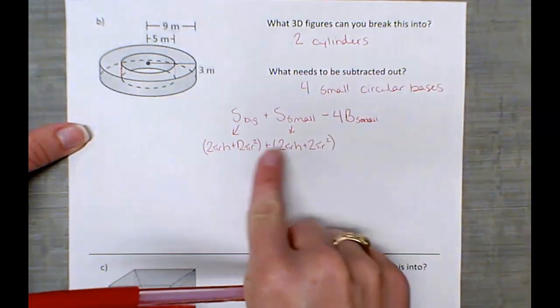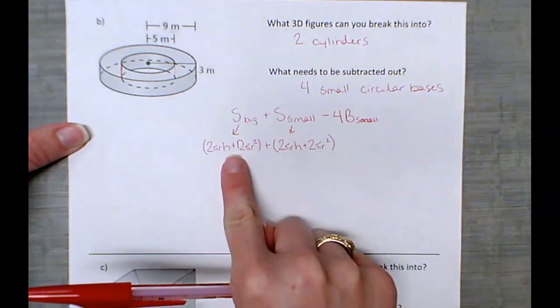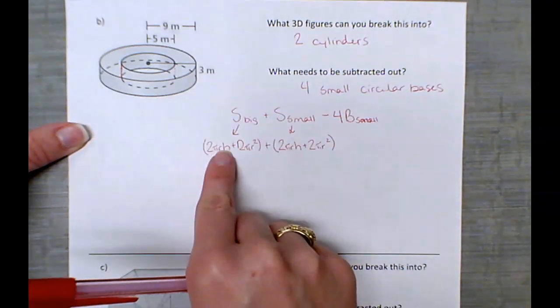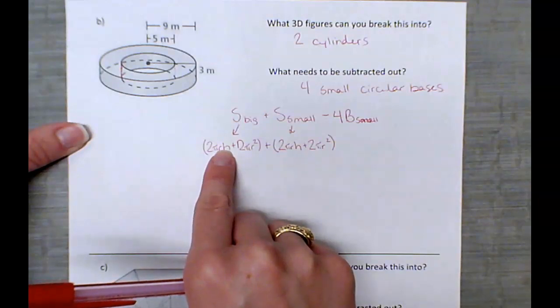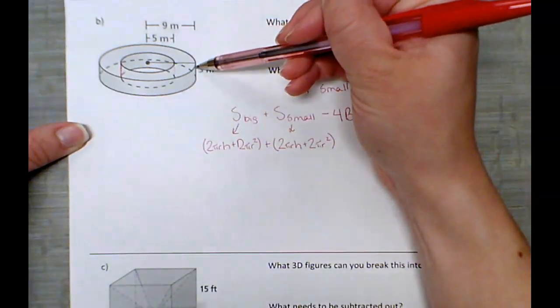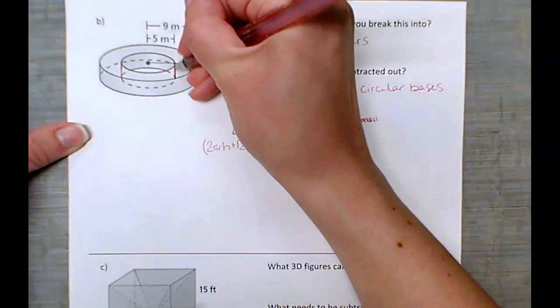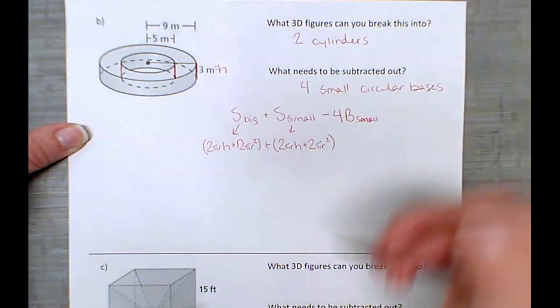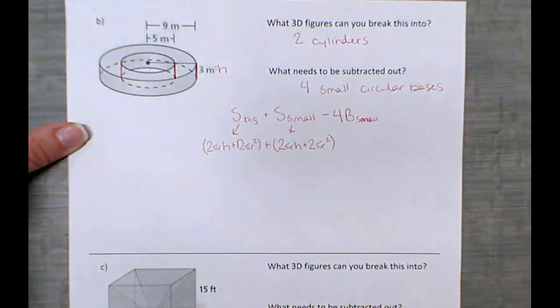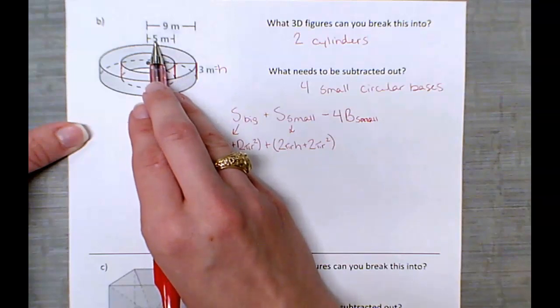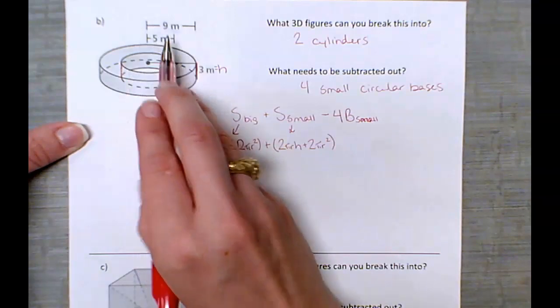Now remember, these are different. The surface area of the big cylinder and the small cylinder are going to be different because the radius and the height are different. So I guess here the height would be the same. So the height of the large cylinder is 3 meters and the height of the small cylinder is 3 meters. So that's the height for both of them. But the radius is different. So the small cylinder, the radius is 5 meters. For the large cylinder, the radius is 9 meters.